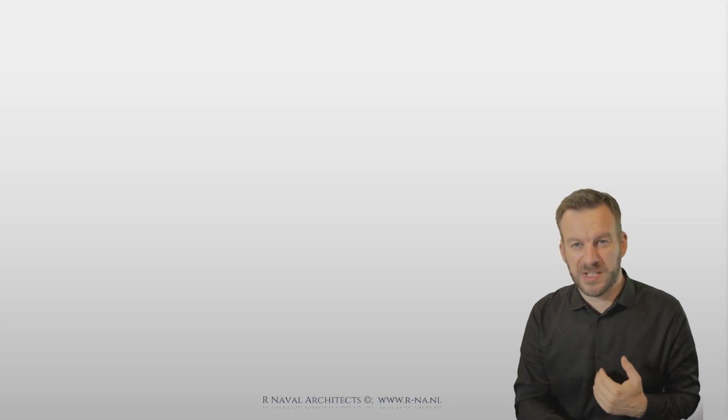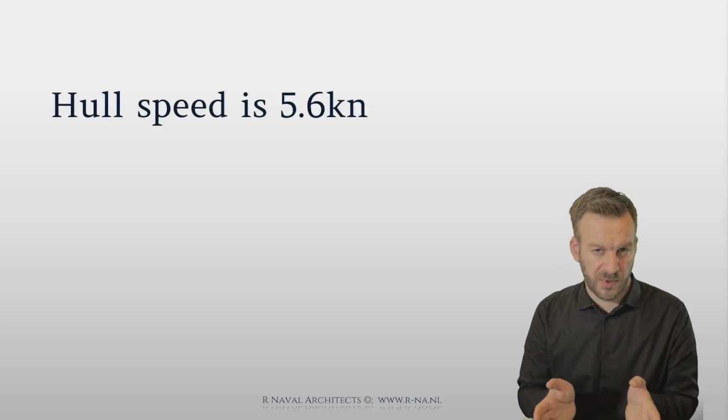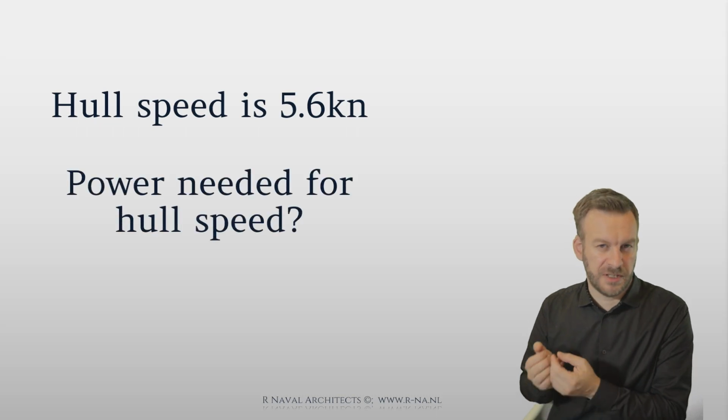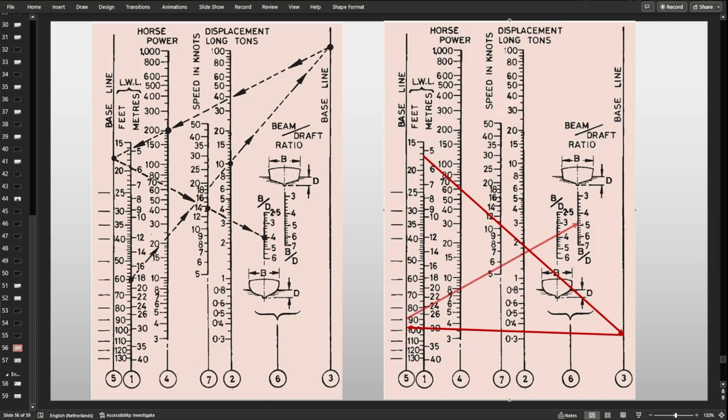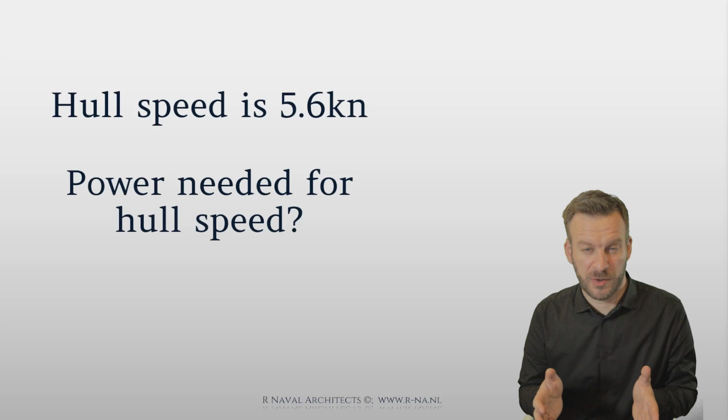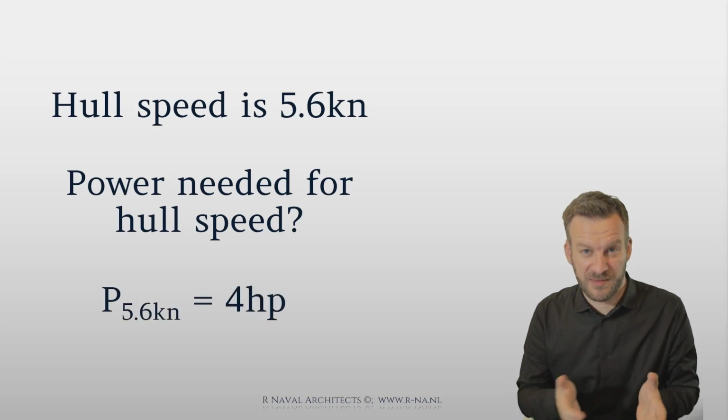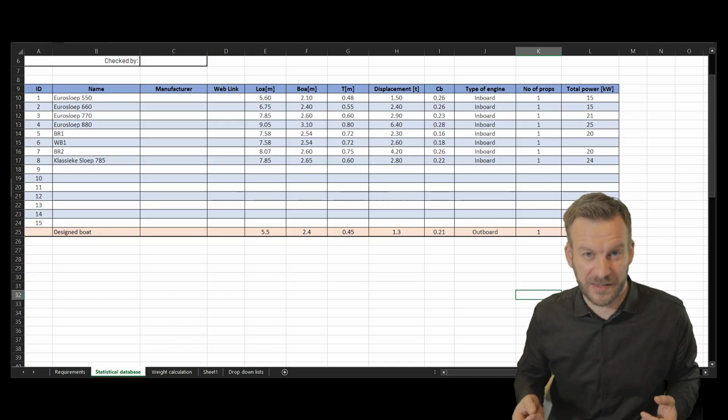Now when we know that the maximum speed of the hull is 5.6 knots, let's continue calculating the power needed to get to that speed. And you will see later on why I'm not thinking about getting more than that. Now if we go back to the diagram, we can see that for 5.6 knots of speed, we need roughly 4 horsepower, which is again 5 times less than what we have in the statistical database. So obviously something is wrong.